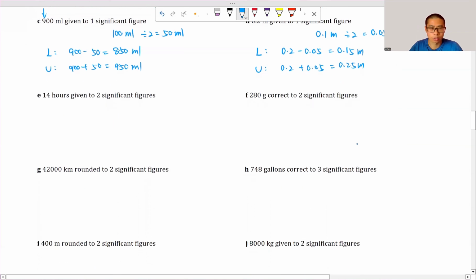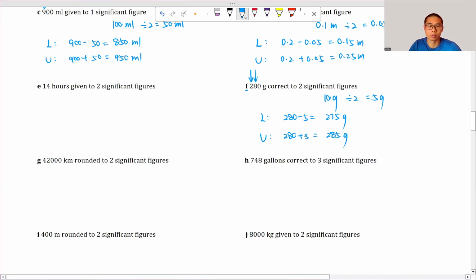So if we have 2 significant figures or 3 significant figures, it follows the same logic. If we look at question F, 2 significant figures. Start from the left, this place is 1 significant figure, and then 2 significant figures should be 8. And then 8 is like 80. So it should be to the nearest 10 gram. Then divide by 2, we have 5 gram. So the lower should be 280 minus 5, which is 275 gram. And then upper is 280 plus 5, which is 285 gram. That's how we find the upper and lower bound.